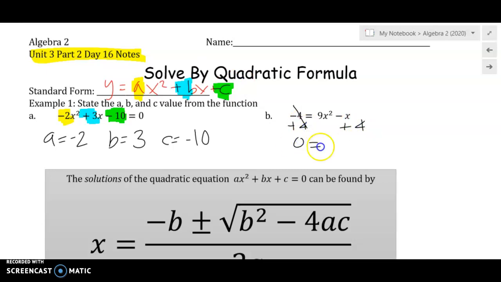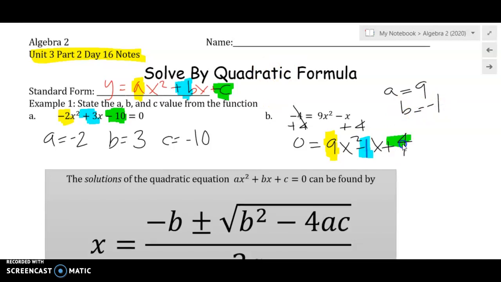So I have 0 equals 9x squared minus x plus 4. I'm just going to read it and highlight it as we go. It starts with 9x squared. The number in front of x squared is the a value. Then it says minus x. Technically, there's a 1 in there, so the b value is negative 1. And then it goes on to say plus 4. That's the number on the end by itself, your c value. That's a positive 4. And there's your a, b, and c value.